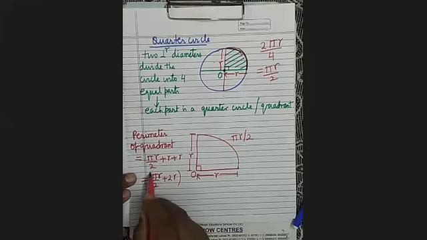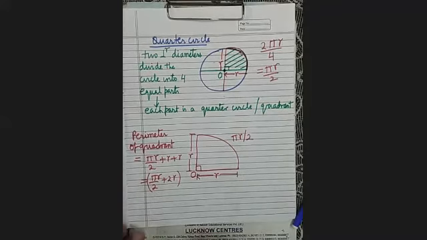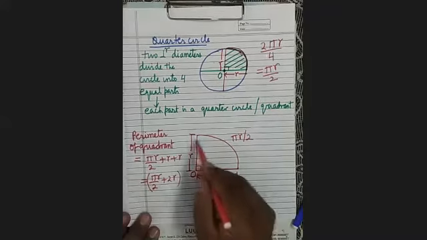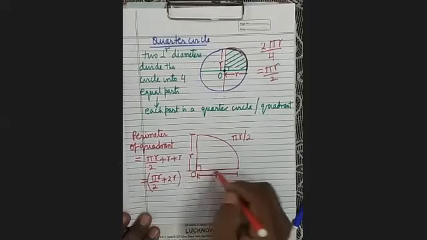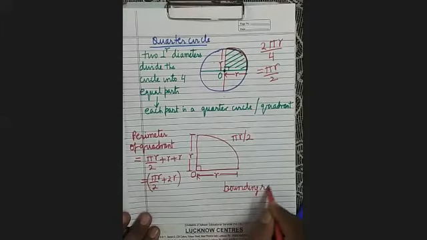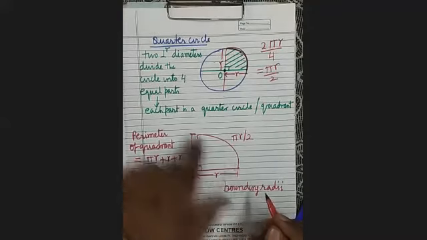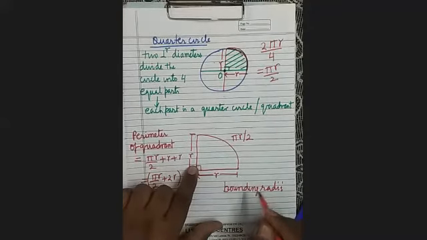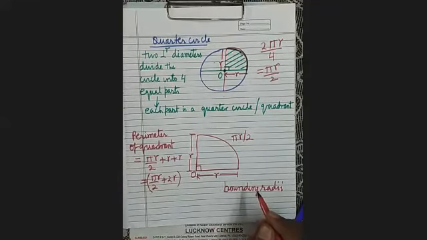This is the perimeter. All of you must remember that in the quadrant, these are two bounding radii, which are perpendicular to each other. These are two bounding radii जिनके बीच का एंगल क्या है, 90. It's clear. Now what will be the area?